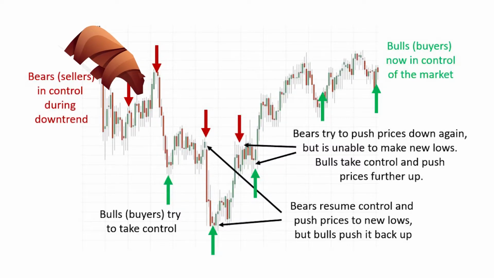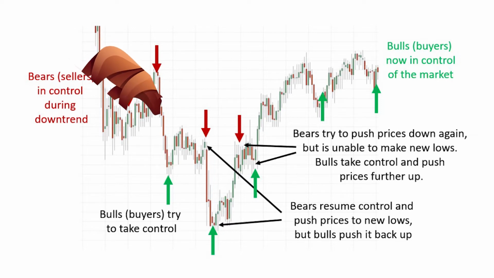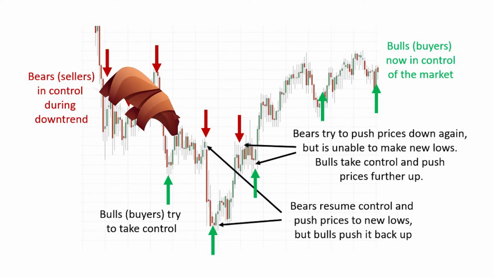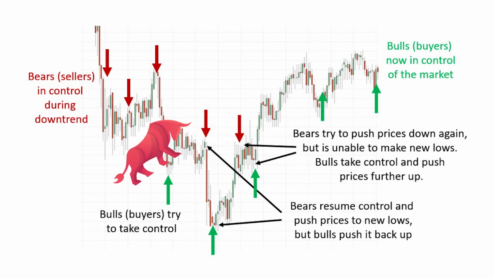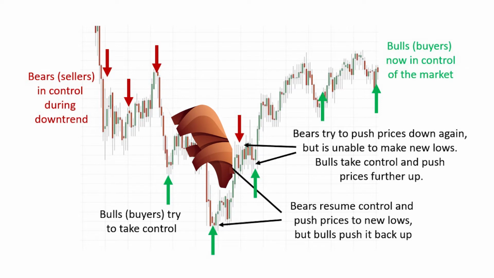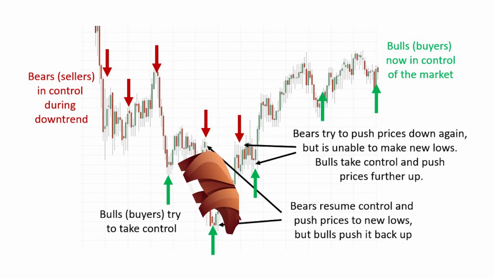Next, for the bullish version, which is the inverse head and shoulders pattern, the bears, who are the sellers, are originally in control of the market, and the market is in a downtrend. At some point, the bulls, who are the buyers, try to take control, pushing prices up, which creates the left shoulder of the pattern. The bears resume control and push prices to new lows, which forms the head of the pattern.